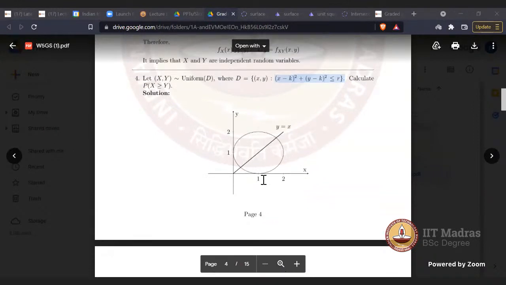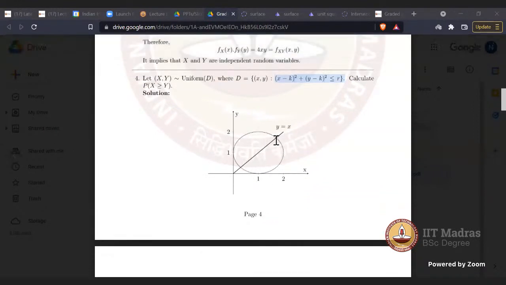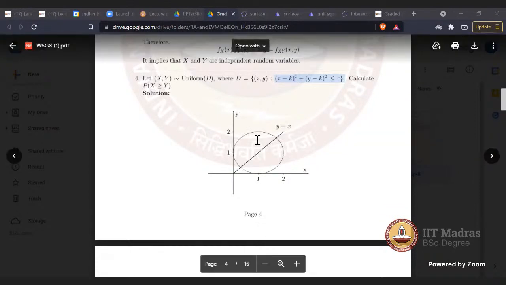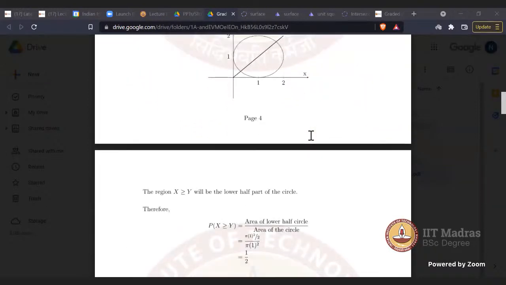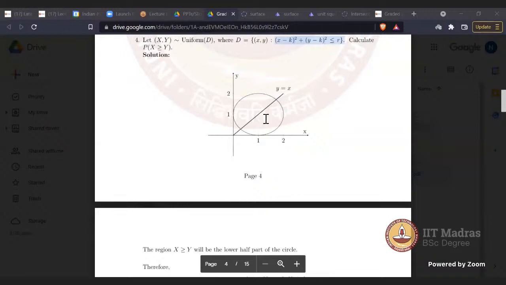What is the total area? It is pi r square. Area of a circle is pi r square, right? Yeah, ma'am. And this region is just half. So you can directly say it is half. I think you must have missed dividing it by the total area.